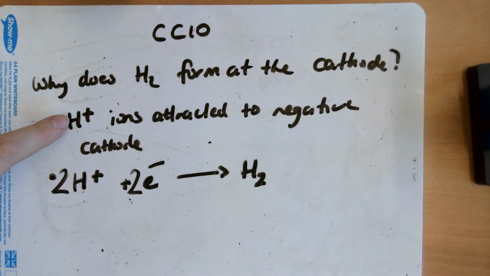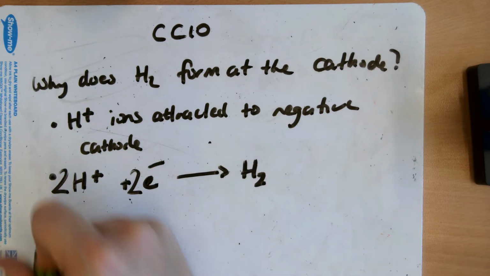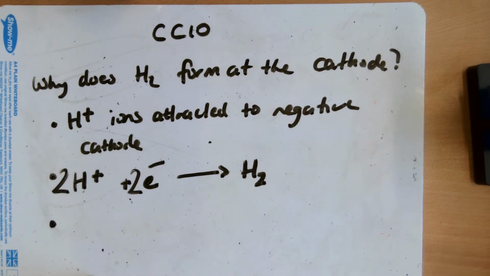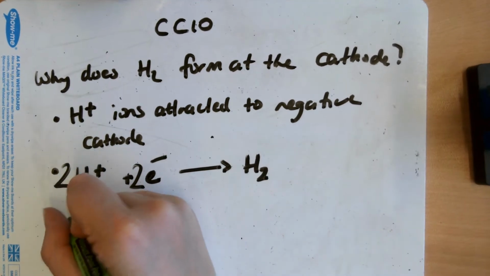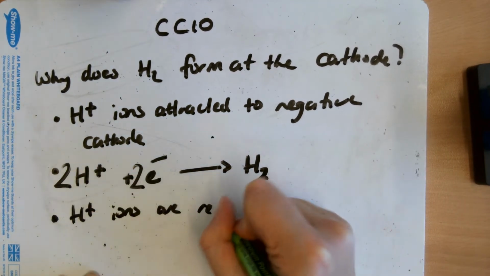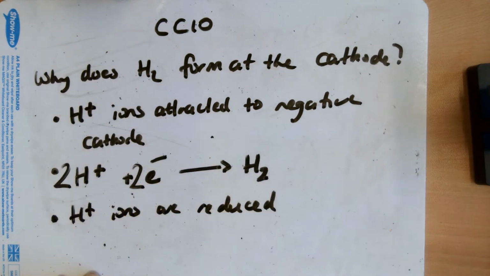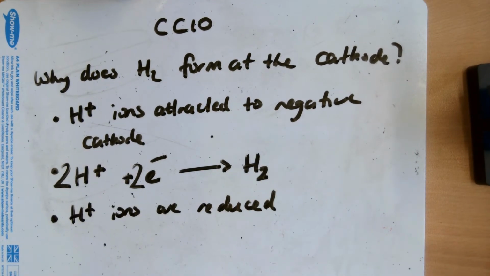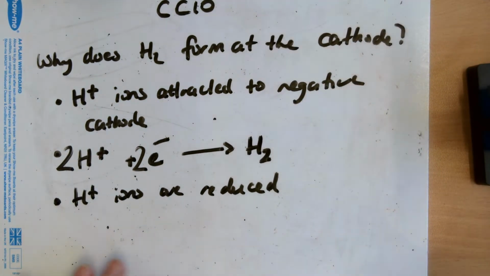So now I'm talking about the H plus ions going to the cathode because of the attraction, and then this is what actually happens when they get there. This is how H2 is formed. If you don't like your half equations and you'd rather write it in words, you could say that the H plus ions are reduced. It's always reduction that occurs at the cathode, so tell me that the H plus ions are reduced.